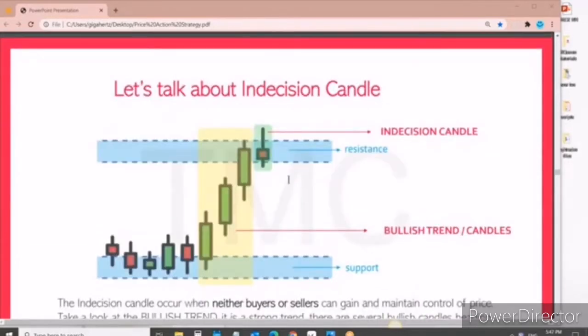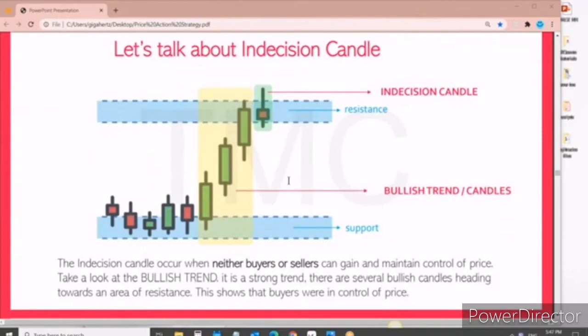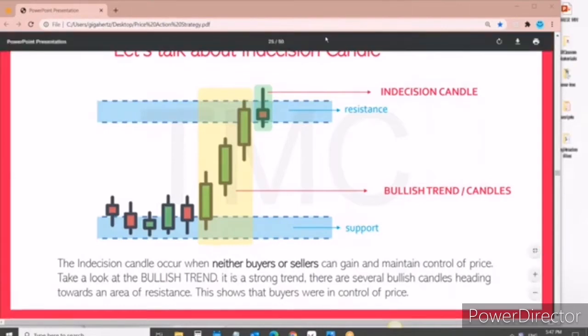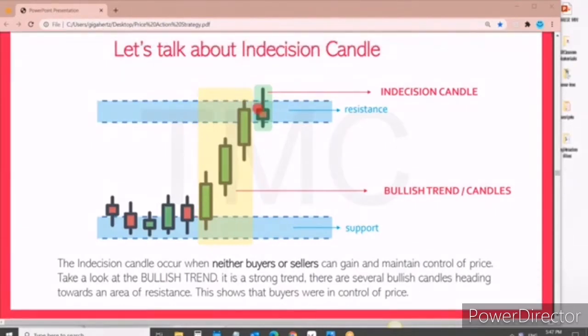Okay, so let's talk about indecision candle ha. Ito yung story niyan. The indecision candle occurs when neither buyers or sellers can gain and maintain control of price. Okay, so if you take a look at this one, this is a bullish trend. Ito, this is a bullish trend. And then, merong pumasok na indecision candle. Meaning, hindi na natin alam kung sino na ang may control ng price. Hindi na buyers or sellers, pero dito tayo papasok actually. Okay.